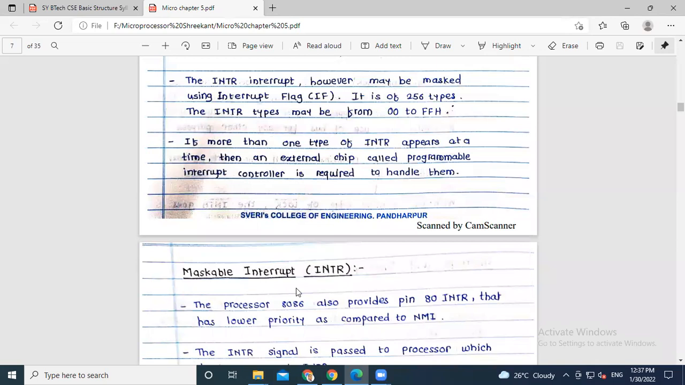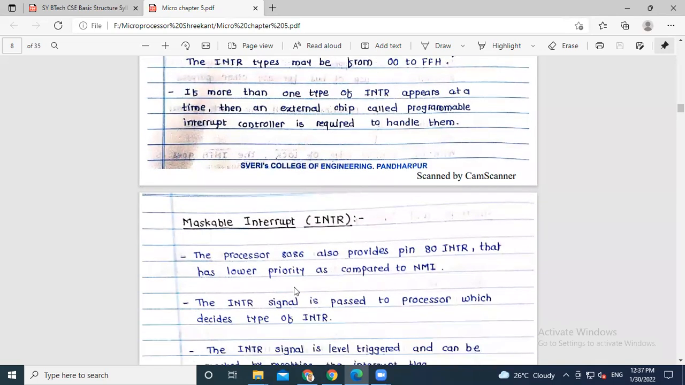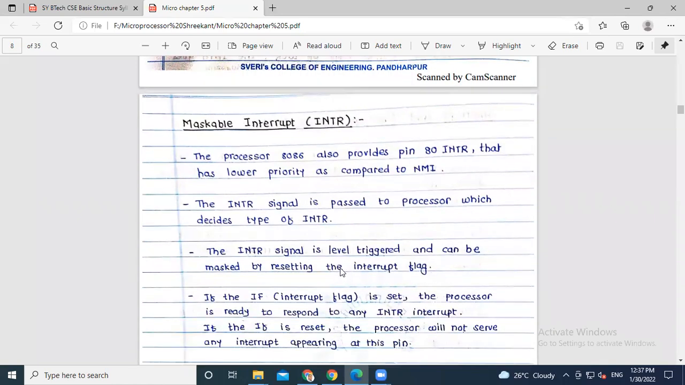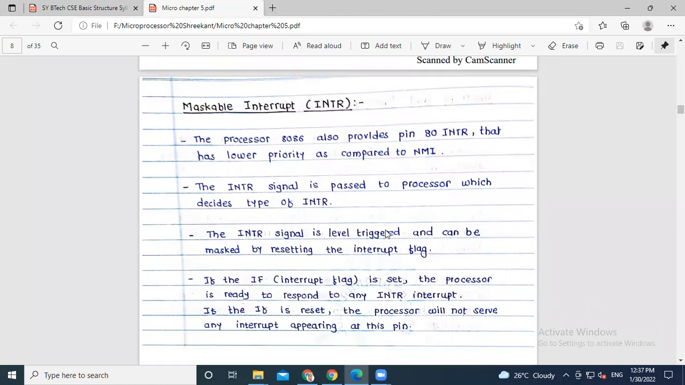That is, maskable interrupts. Maskable interrupts means that the interrupt is going to be disabled while executing. The 8086 processor also provides a pin, INTR, for interrupts that have lower priority compared to non-maskable ones. Why is the priority lower? Because it can be disabled. In the interrupt, a signal is passed to the processor, which decides the type of interrupt, and the interrupt signal is level triggered and can be masked by resetting the interrupt flag.